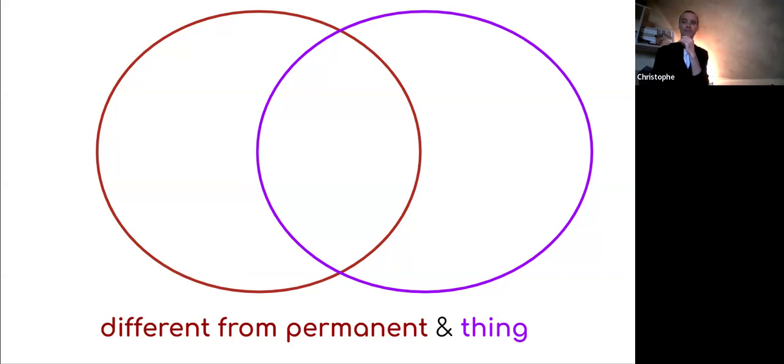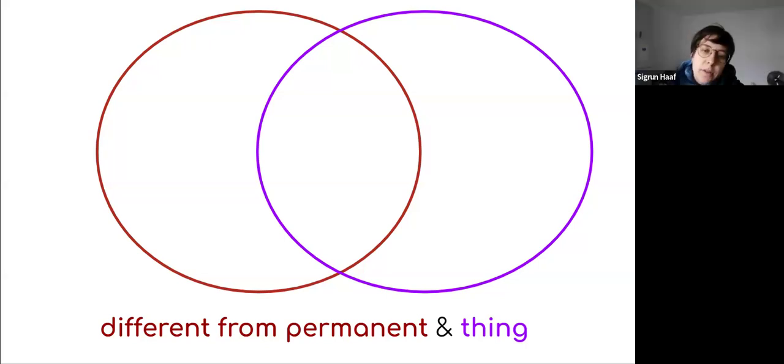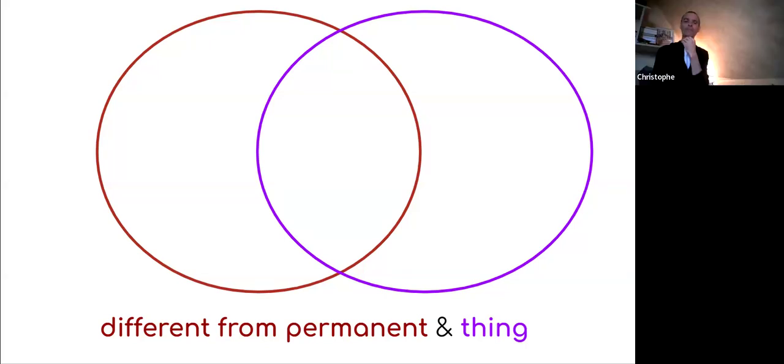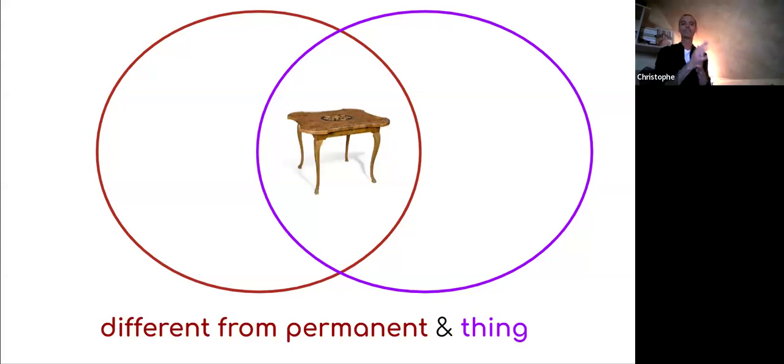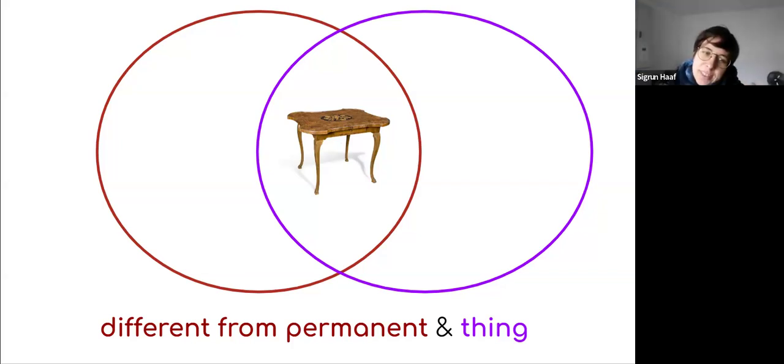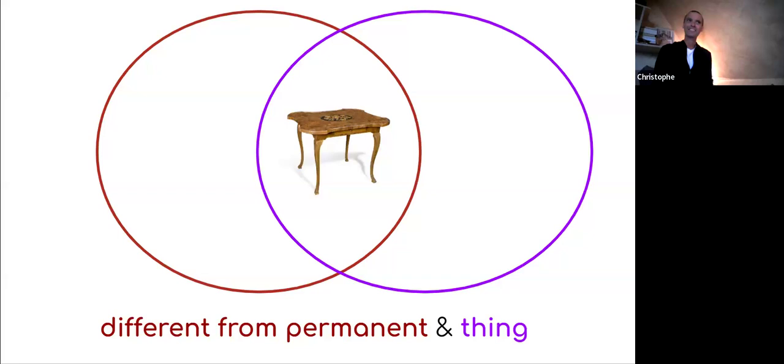So it means that you found a common base between different from permanent and functioning thing. If it's equivalent, what would it be? For example, the subject pot. The subject pot is different from permanent because? Because it exists and it's not permanent. So if it exists and it is not permanent, it's necessarily different from permanent.